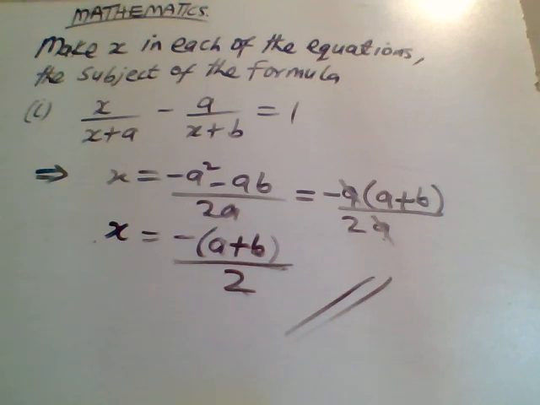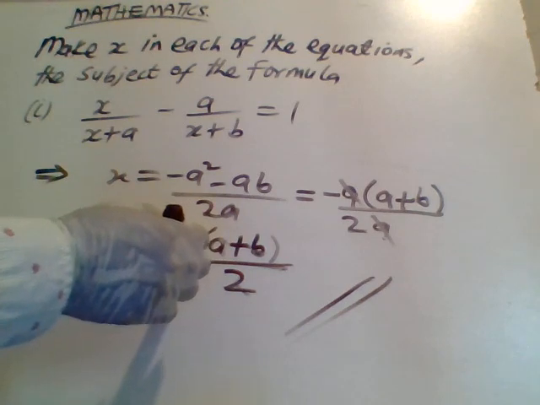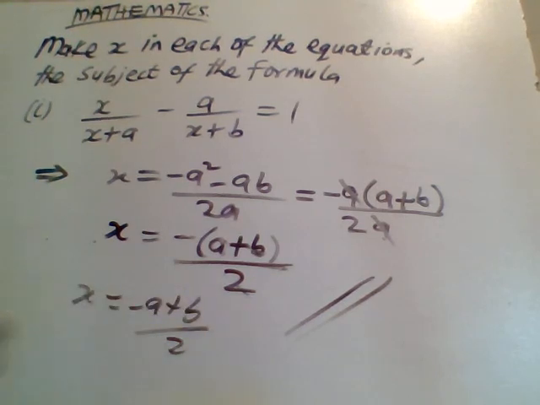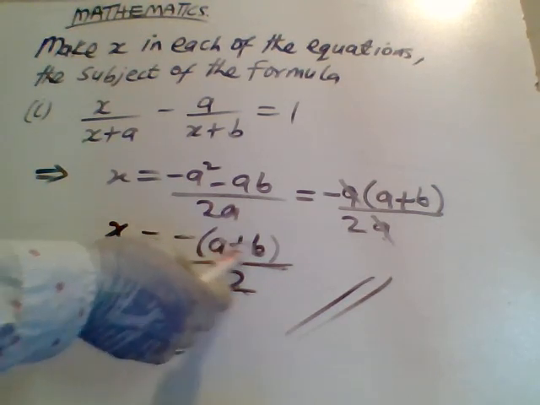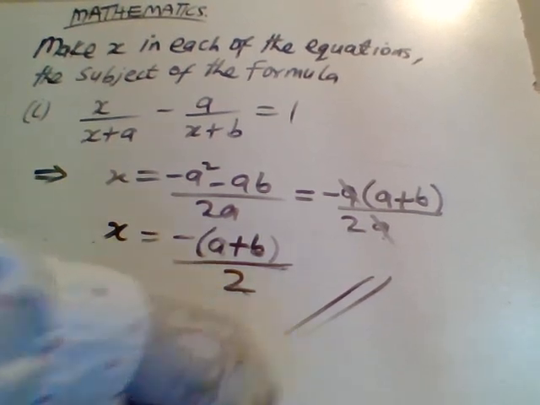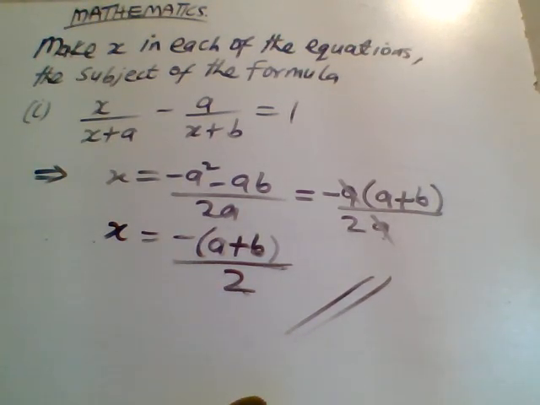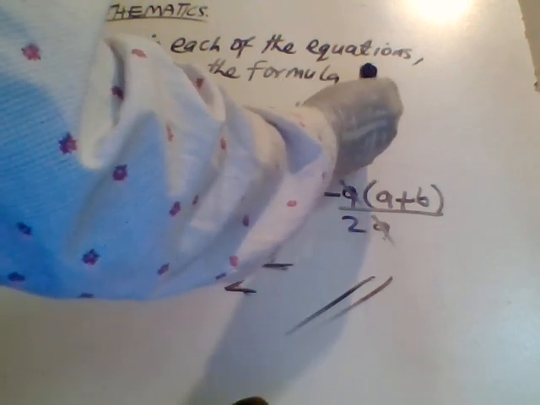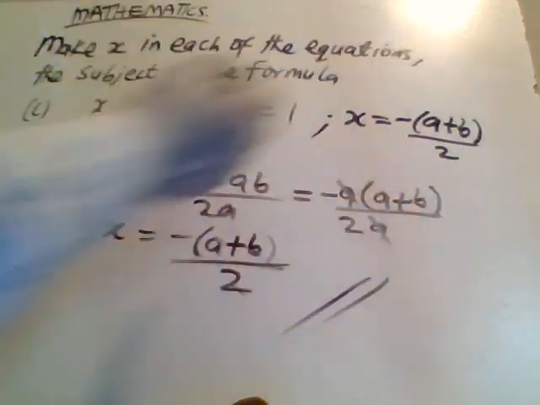So by making x the subject of the formula, you arrive at minus. Remember to put this bracket. If you don't put it, and maybe you just write x is equal to minus a plus b over 2, it's not the answer, because this minus is affecting everything in the bracket. So in this case, we have that x is equal to minus in bracket a plus b divided by 2. So we have solved the first one.